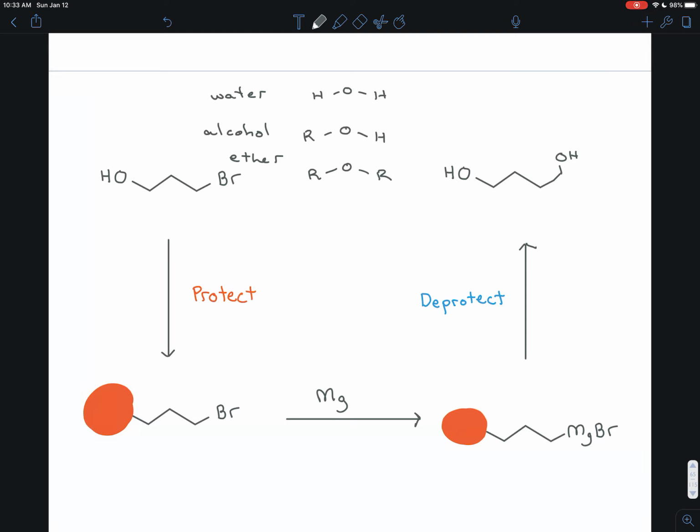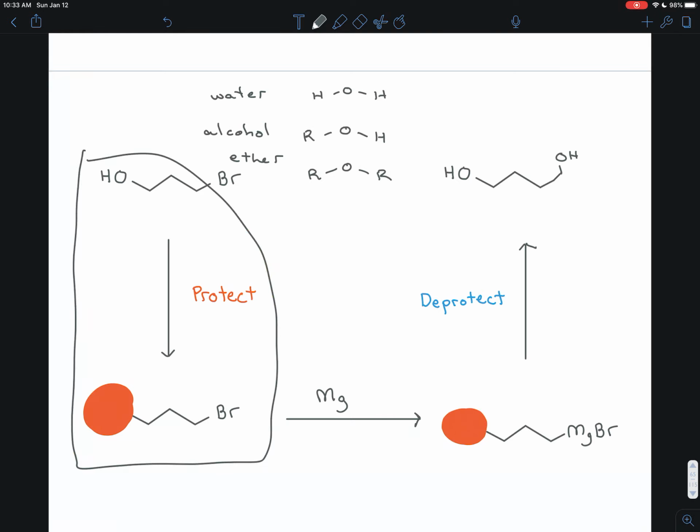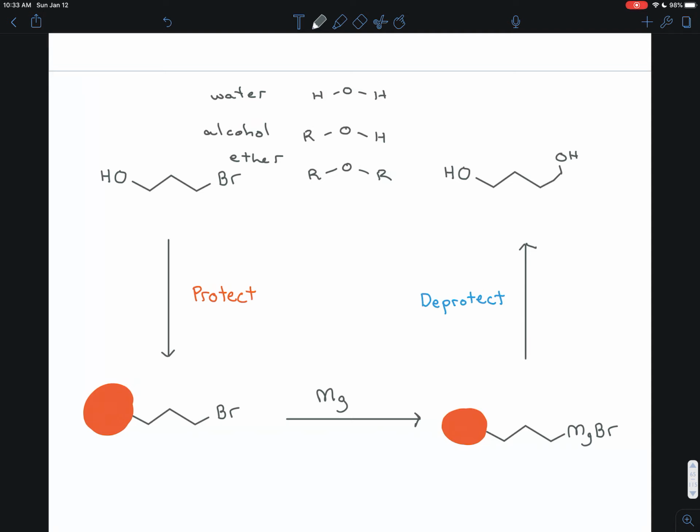There are very few things you can do with ethers. That makes them really good solvents because they won't interfere with whatever reaction you're interested in. And it also makes them good protecting groups. Now, that's good for protecting the OH. We can turn it into an ether, but it's not good for deprotecting it because it's really hard to break ethers. It's a violent reaction.